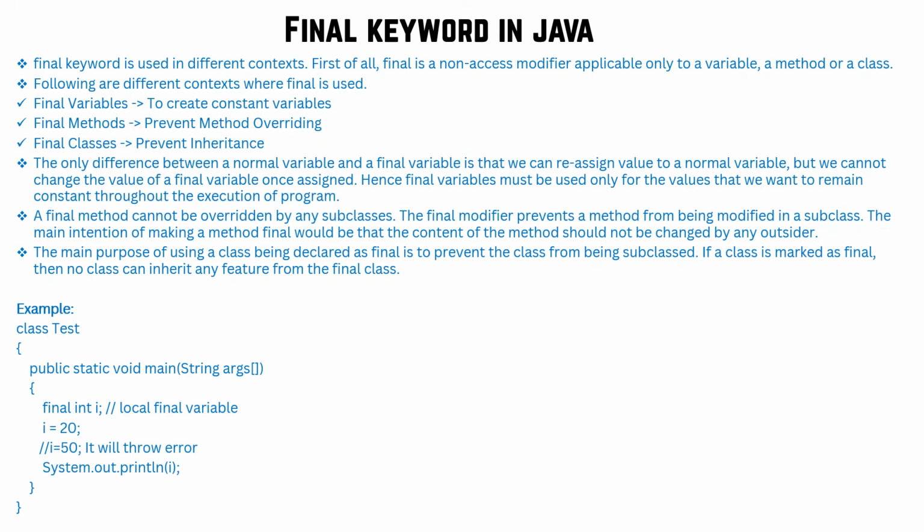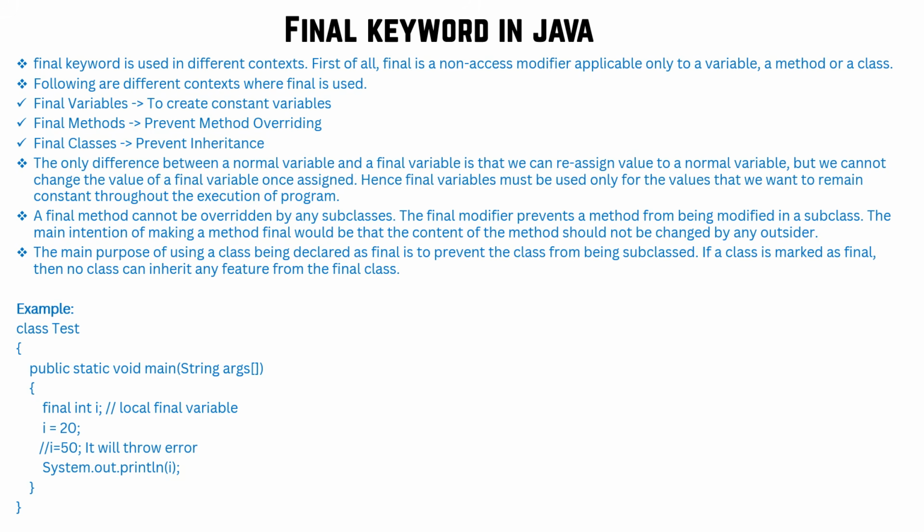The only difference between a normal variable and the final variable is that the user can reassign a value to a normal variable and change it any number of times, but the user cannot change the value of a final variable once assigned. Hence, a final variable must be used only for the values that the user wants to remain constant throughout the execution of the program. A final method cannot be overridden by any subclass.